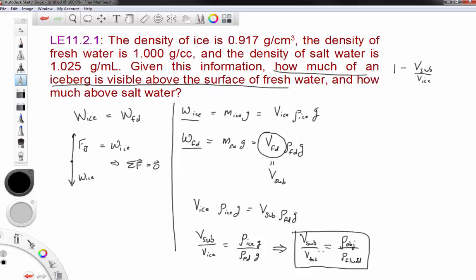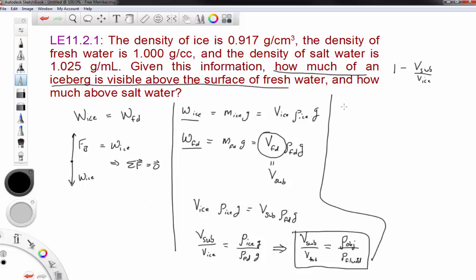Again, this is a consequence of buoyant forces, which is a consequence of Archimedes' principle. So the more fundamental principle here is knowing how the buoyant force works and knowing how Newton's first law works. The consequence is this equation.